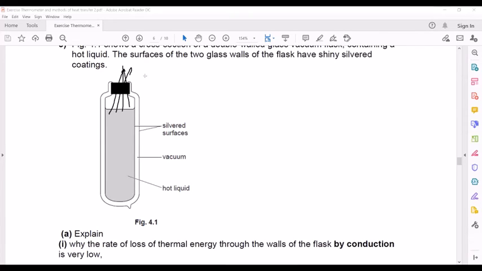So 1 mark is for mentioning place a lid or the cap. What's the second mark? How it reduces. It will not allow the convection and evaporation to take place.